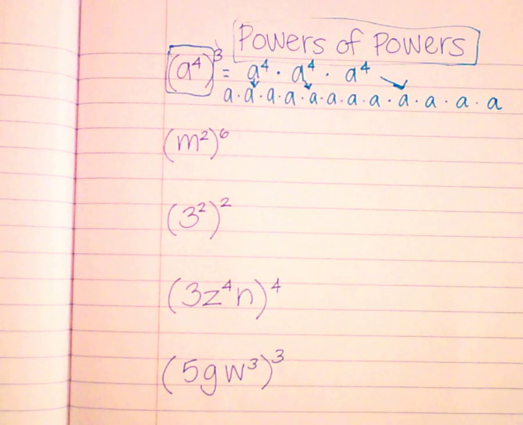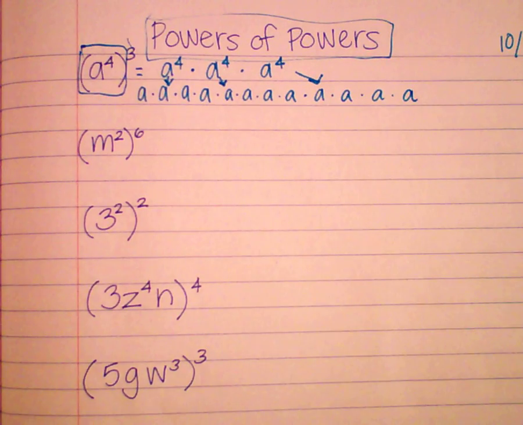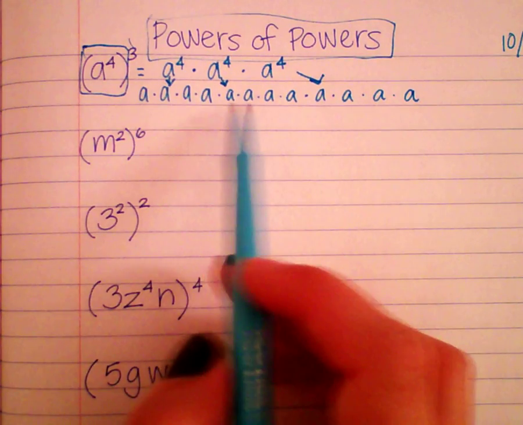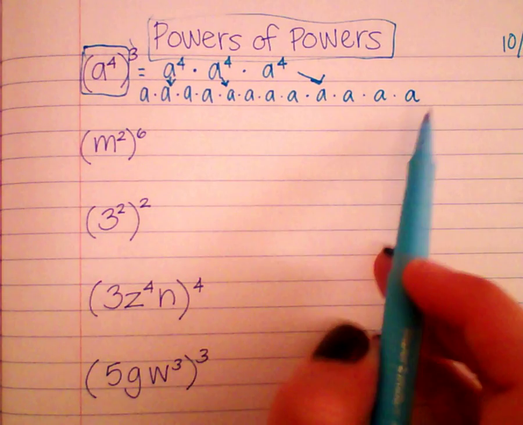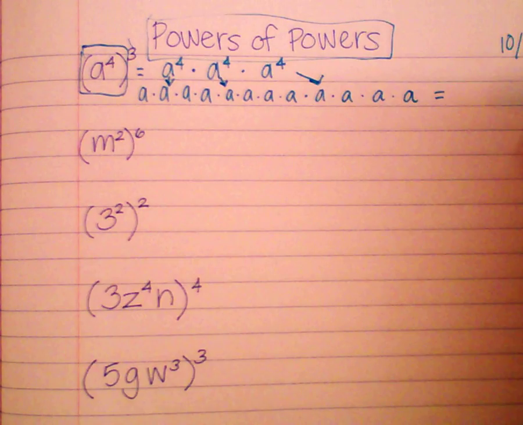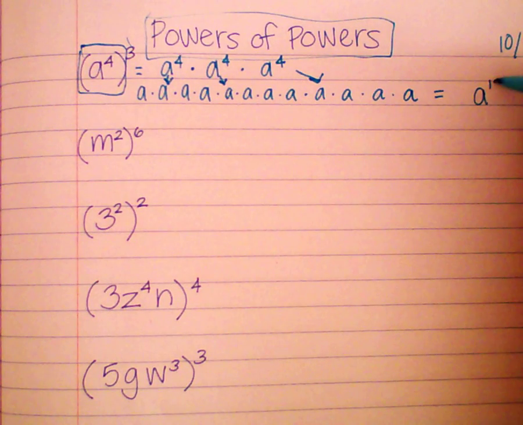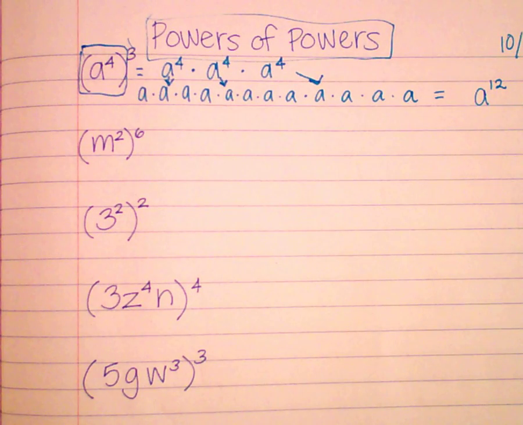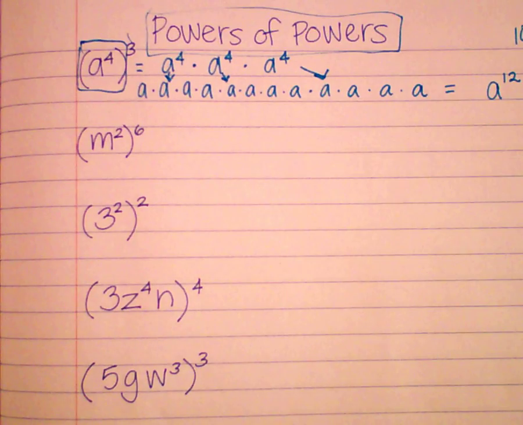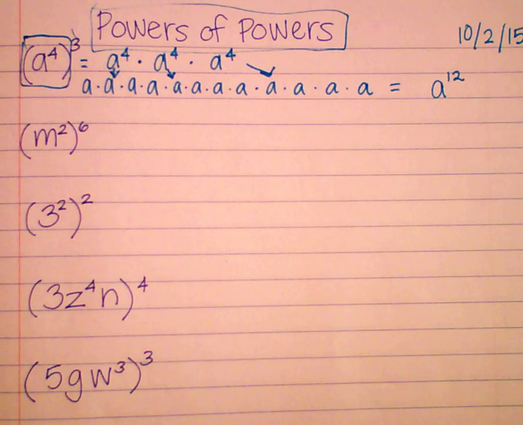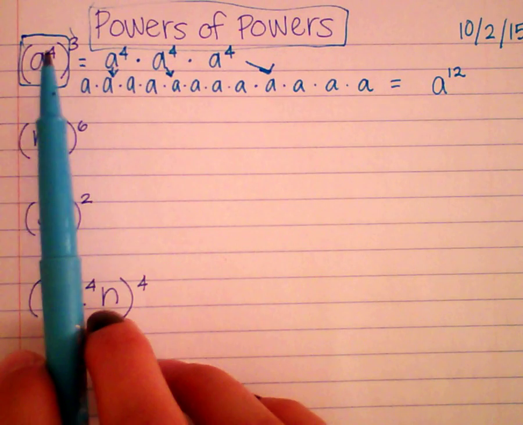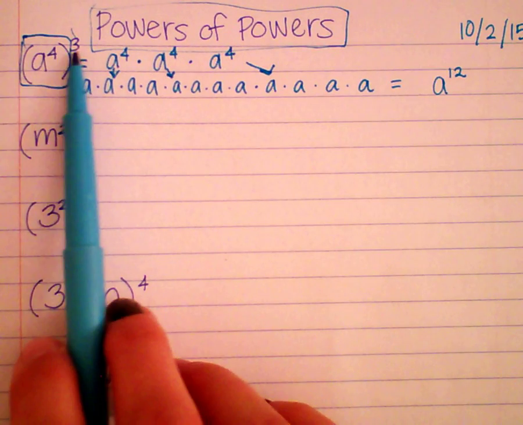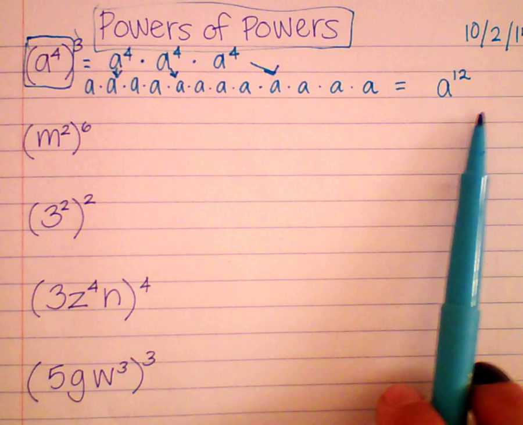So now all I need to do is figure out how many a's I have. 1, 2, 3, 4, 5, 6, 7, 8, 9, 10, 11, 12. So my final simplified answer is a to the 12th power. Maybe you can start already seeing if you have any predictions about a rule here. Okay, noticing a to the 4th, all to the 3rd, and this was our final answer, a to the 12th.